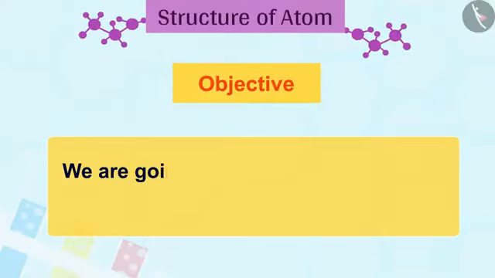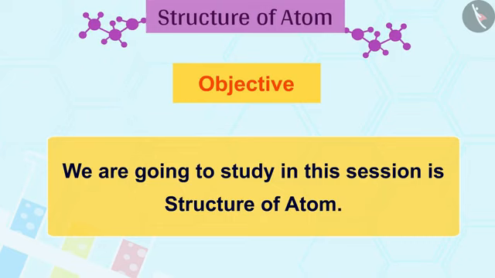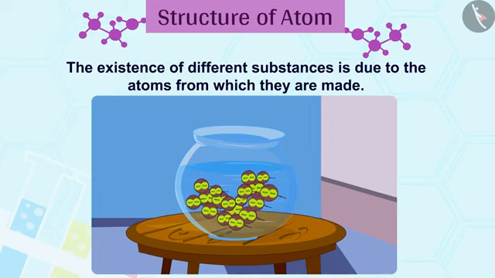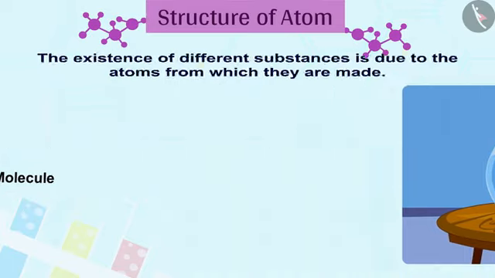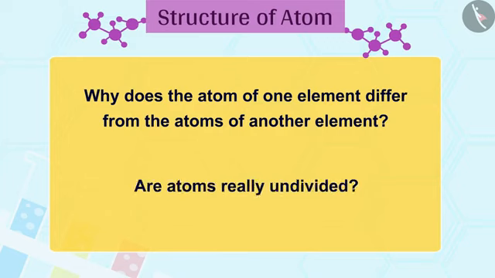The topic we are going to study in this session is structure of atom. We have seen that the existence of different substances is due to the atoms from which they are made. But why does the atom of one element differ from the atoms of another element? And are atoms really undivided? We will find the answers of these questions in some upcoming videos.